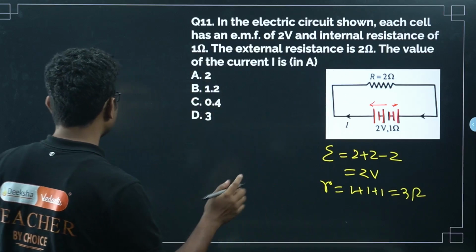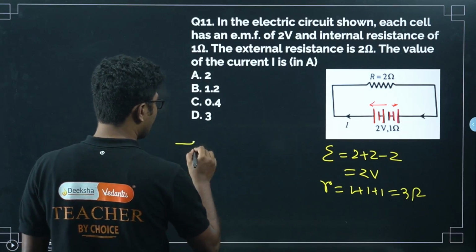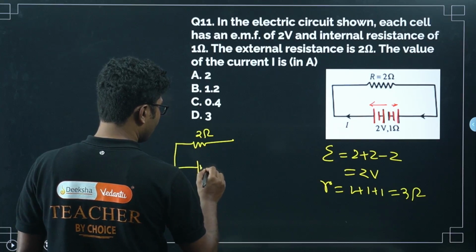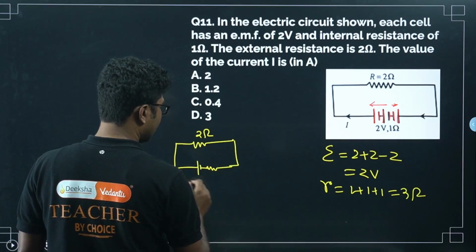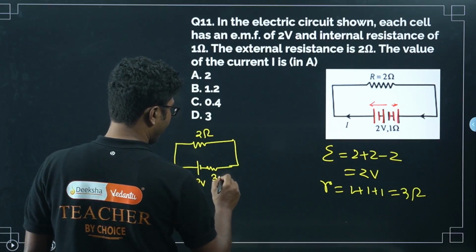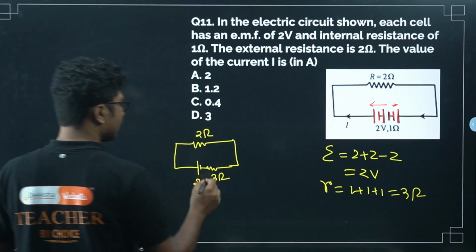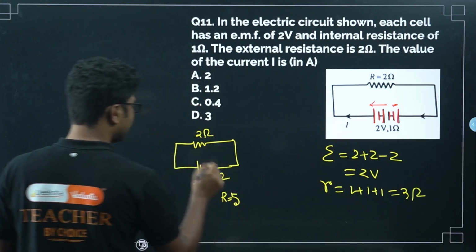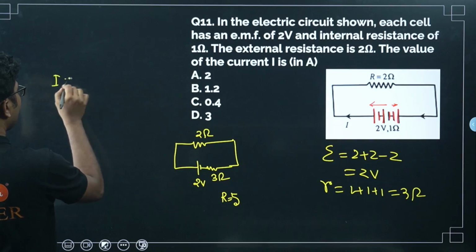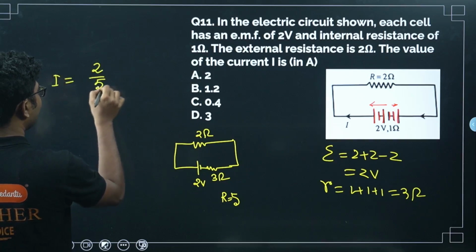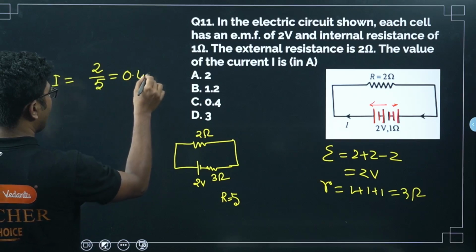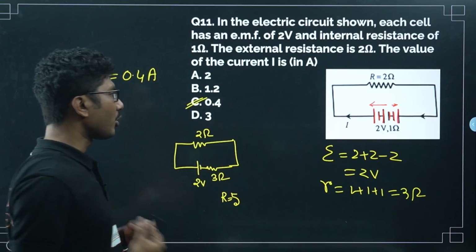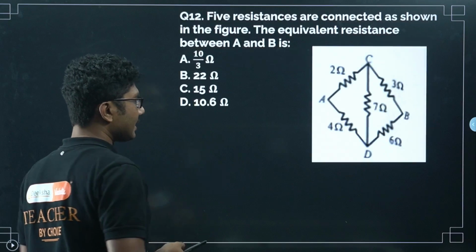Okay, so basically you can redraw this circuit as one external resistance of 2 ohm, one battery of 2 volt, and one internal resistance of 3 ohm. Now what is the total resistance? Total resistance is 2 plus 3, which is 5. So current will be 2 divided by 5, that is 0.4 ampere. So 0.4 ampere is the correct answer. Simple problem. Keep it simple, understand it and solve it quickly.